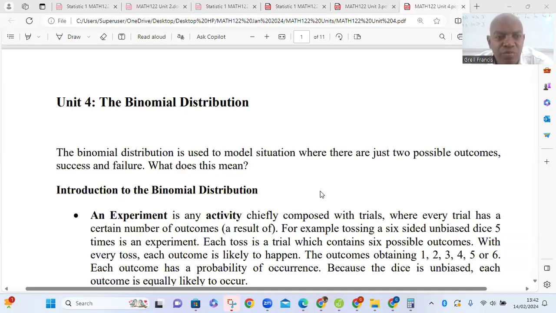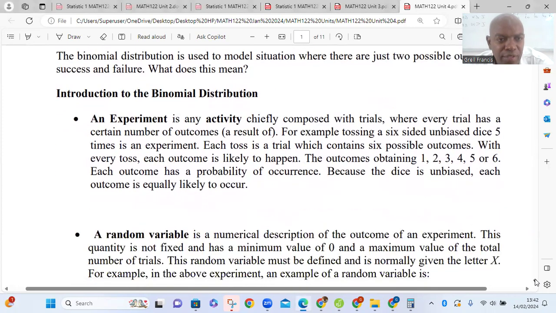This recording is with regards to Unit 4, the binomial distribution. The binomial distribution is used to model situations where there are just two possible outcomes, success and failure. What does this mean? Well, here we are going to do an introduction to the binomial distribution.